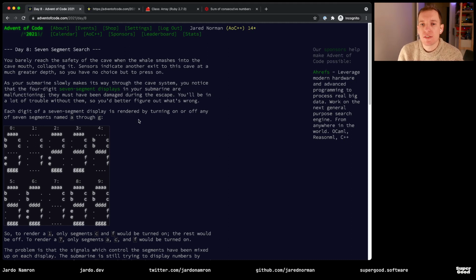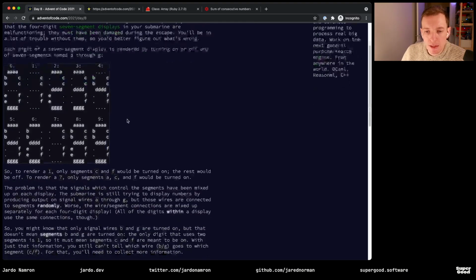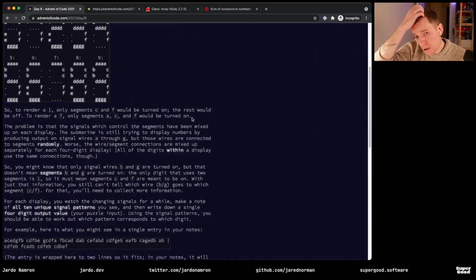Each digit of a 7-segment display is rendered by turning on or off any of the segments named A through G. 0, 1, 2, 3, 4, 5, 6, 7, 8, 9. Yep, that makes sense to me. So to render 1, only segments C and F, etc., etc.